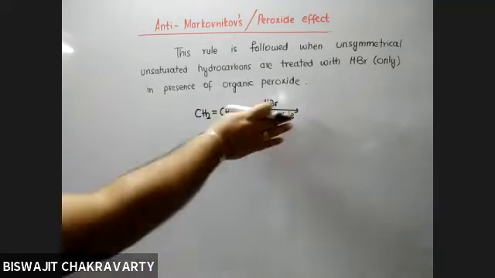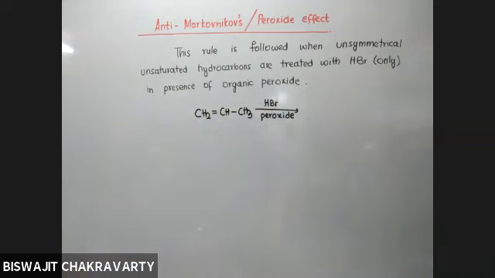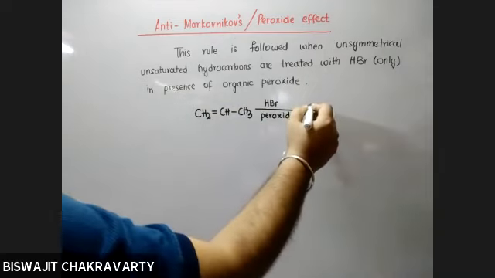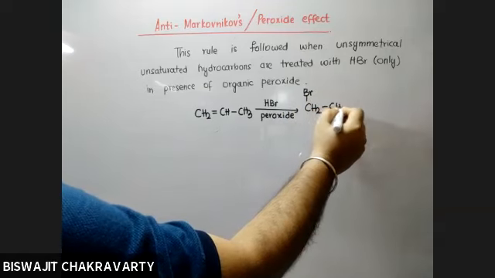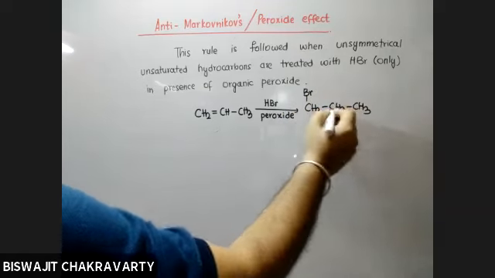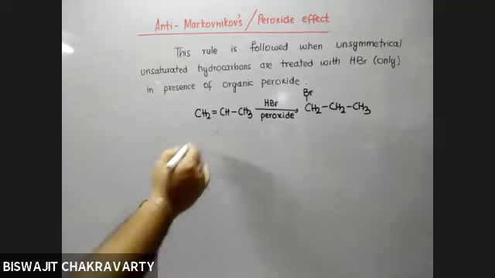so if peroxide would not have been there, where the Br would have landed? Middle carbon or corner carbon? Middle carbon. But if peroxide is given, then the Br will come to the corner carbon here and H will come to the middle. Understood or not? Sir, can you repeat?